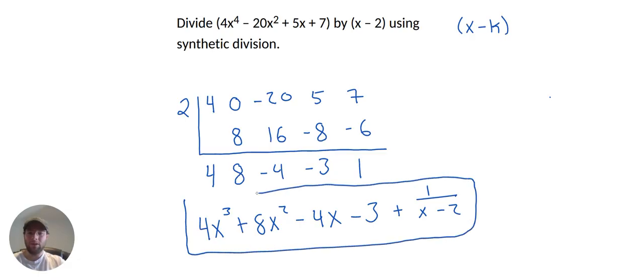And I just want to make a quick note here that if we were to get a remainder of 0, then that would mean that this divisor, the x minus 2, is actually a factor of this larger polynomial that we were dividing it by. And that's because it goes into it evenly. So in that case, if the remainder is 0, then our divisor is actually a factor of the dividend.